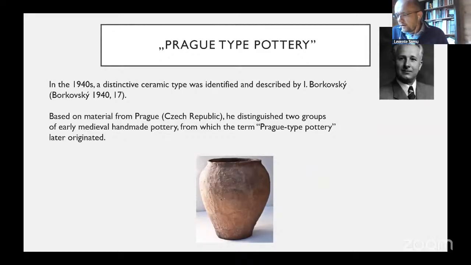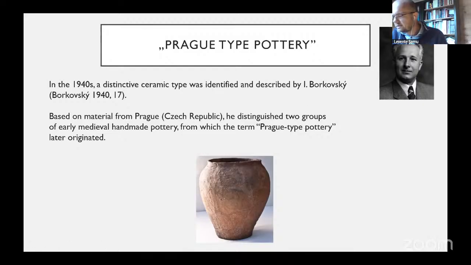Thank you. In the 1940s, Ivan Borkowski described and defined the hand-formed pottery assemblage dated to the 6th-7th centuries from the territory of Prague, from which one of the most characteristic ceramic types derives its name. This form is characterized by a relatively narrow base and a gradually widening body that reaches its maximum diameter in the upper third of the vessel, combined with a relatively simple rim design.